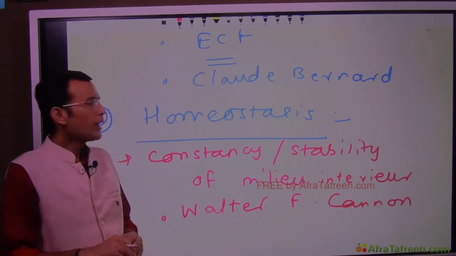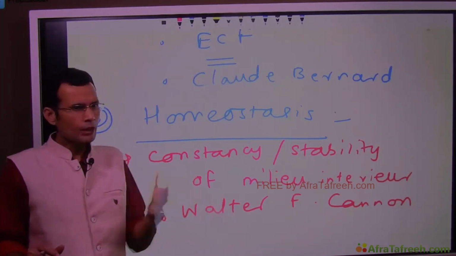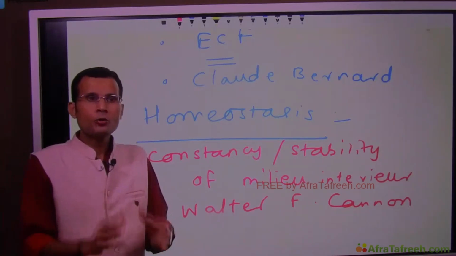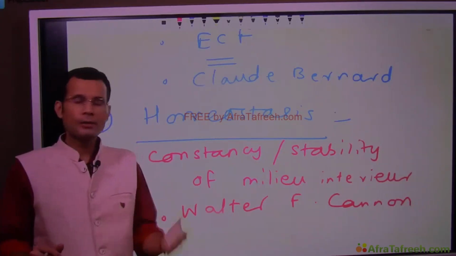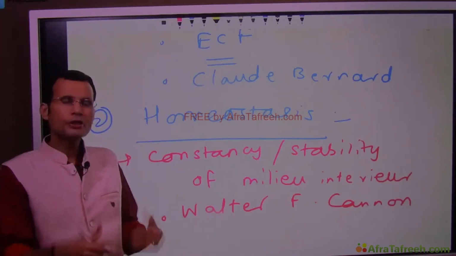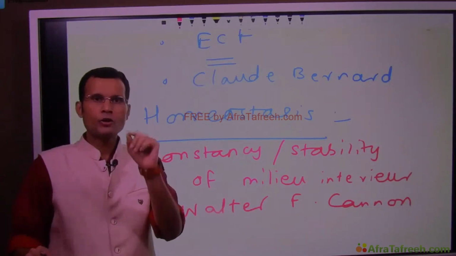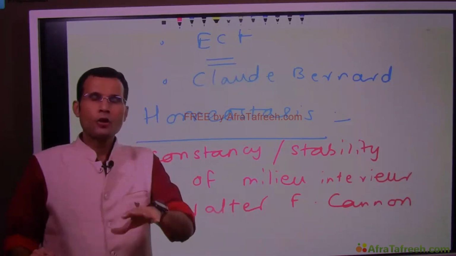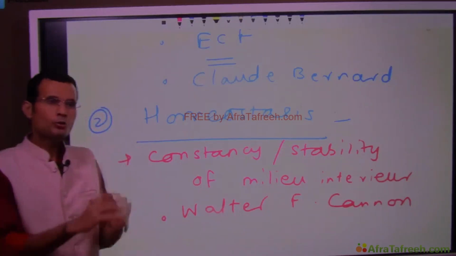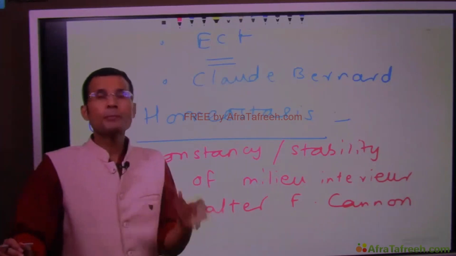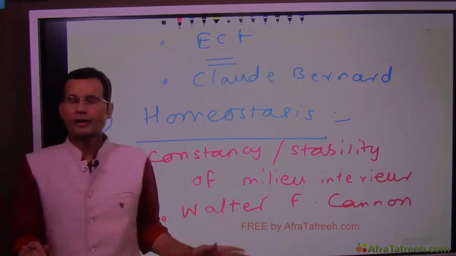The point is that the milieu interior, the extracellular fluid, has lots of parameters in it. Those parameters are called controlled variables. What are they? The nutrients, glucose, oxygen levels, carbon dioxide levels, pH, temperature, osmolarity, lots of them. And only when these parameters are held constant within their normal range, only then the cells can function optimally. So maintaining that constancy for all the parameters and thereby maintaining the stability in the milieu interior is defined as homeostasis.